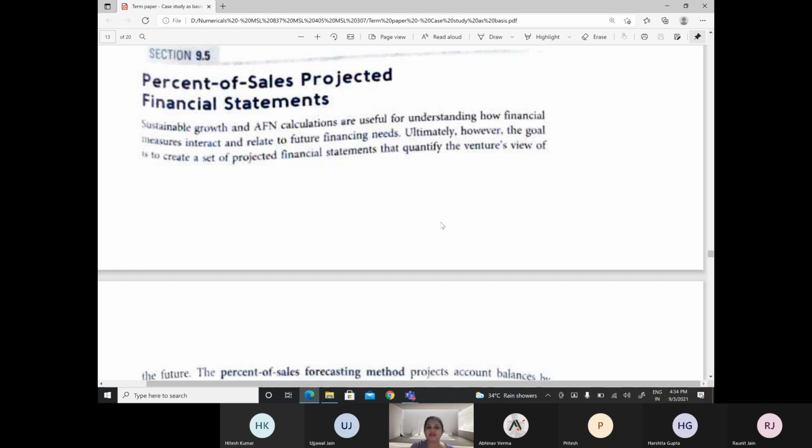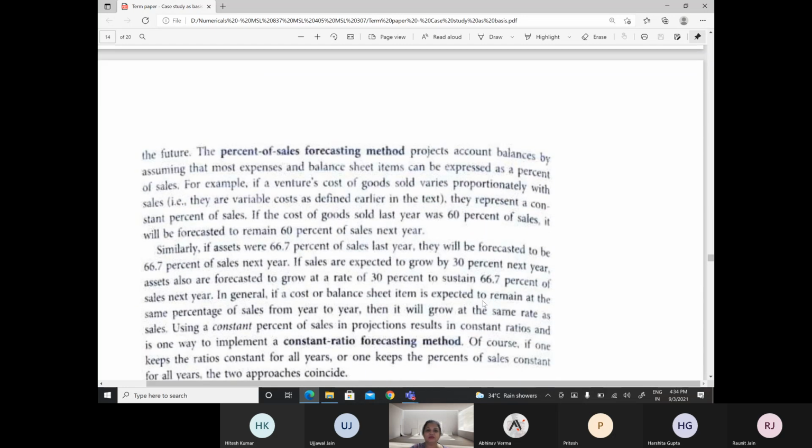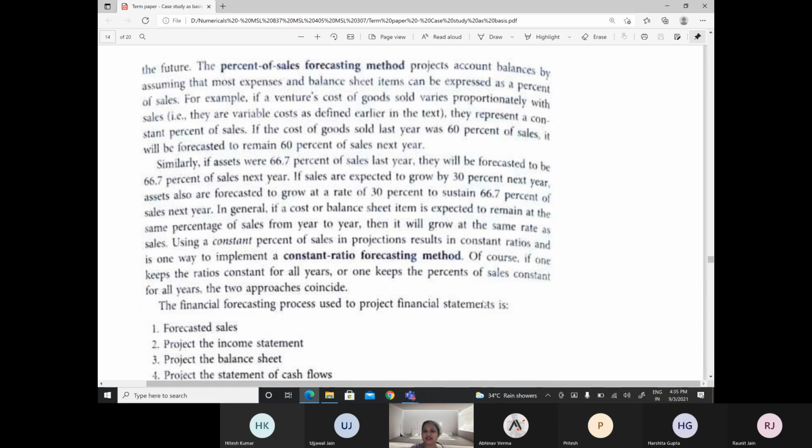Percent of sales projected financial statements. Now, sustainable growth and AFN calculations are useful for understanding how financial measures interact and relate to future financing needs. Ultimately, however, the goal is to create a set of projected financial statements that quantify the venture's view of the future. So the percent of sales forecasting method projects account balances by assuming that most expenses and balance sheet items can be expressed as a percent of sales. So we've already done all this. But now let's look at it all in a combined manner.